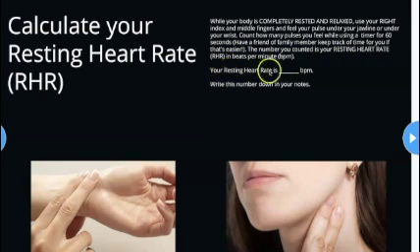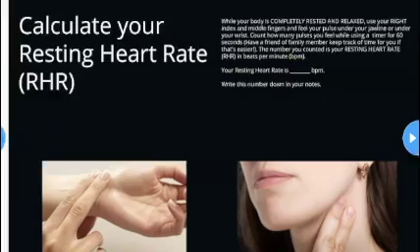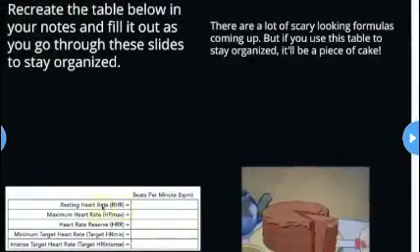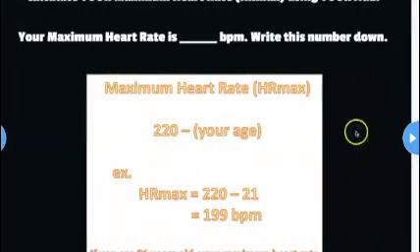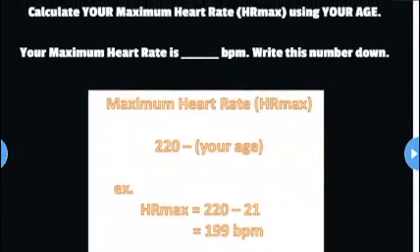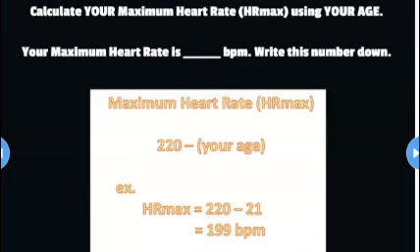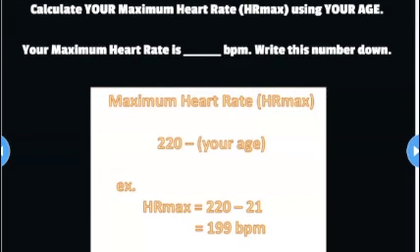Okay, so now you're going to write down what that number was. Back to your notes. See, you remember when we wrote down this table? Write down your resting heart rate right there, okay? Moving on, next slide. Okay, now you're going to calculate your maximum heart rate using your age, all right?